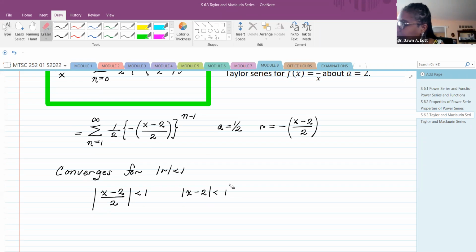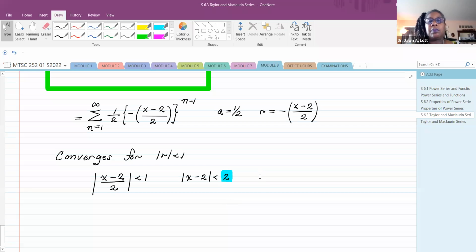What is this number over here? This 2, what is that? What's special about that number? It has a name. Radius of convergence.